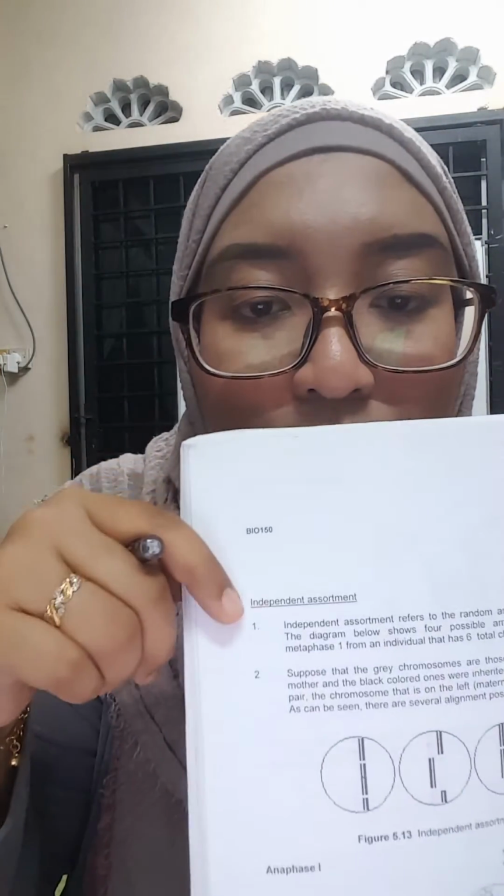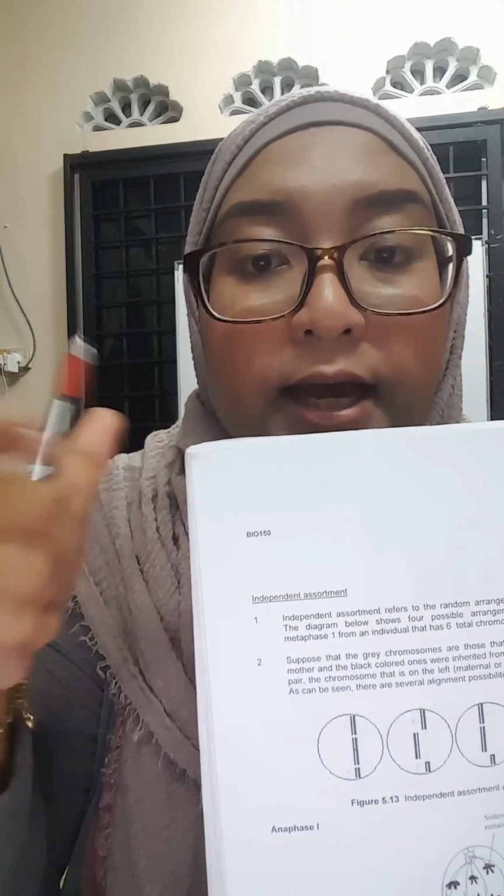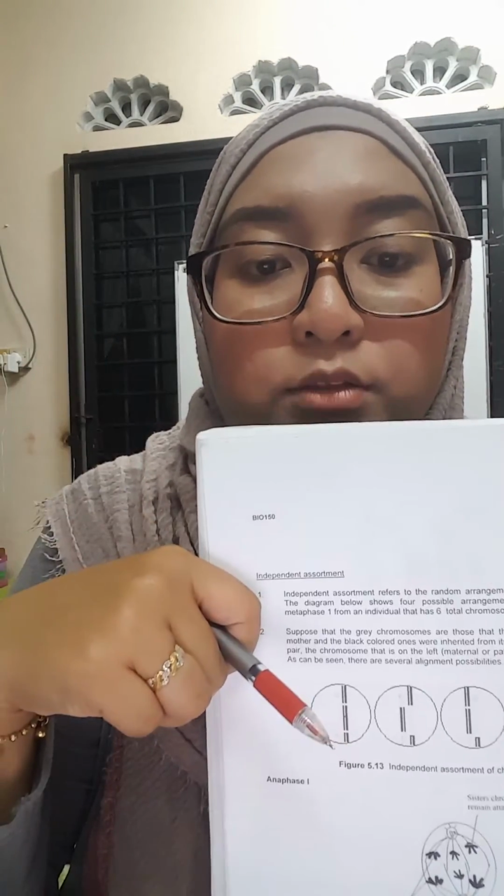Now, dekat slide ni dia tak mention about the independent assortment. So sebenarnya ada satu event yang penting yang berlaku waktu metaphase, which is independent assortment. So you tengok dalam modul you, muka surat berapa? Surat 104, 104. It said about the independent assortment. So ini berlaku waktu metaphase 1. Okay, metaphase 1 sahaja yang berlaku independent assortment ni. So you need to carefully read the sentence here. What does it mean by independent assortment?